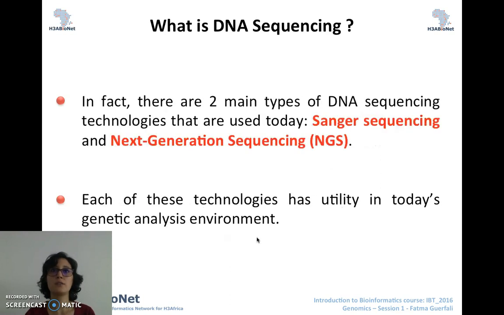In fact, there are two main types of DNA sequencing technologies that are used today. One is Sanger sequencing, and the other one is next-generation sequencing, or NGS. Each of these technologies has utilities in today's genetic analysis environment, and we will be seeing the differences between the two technologies in the upcoming parts of this session.